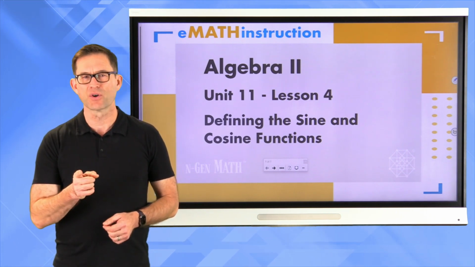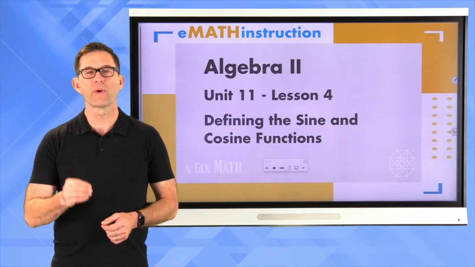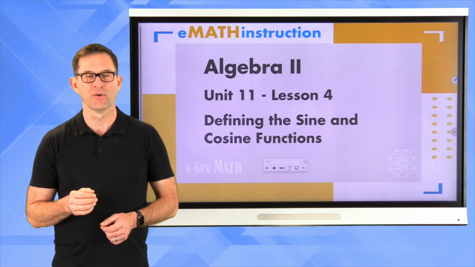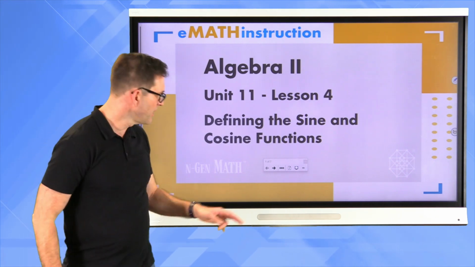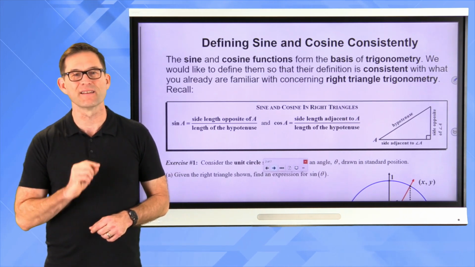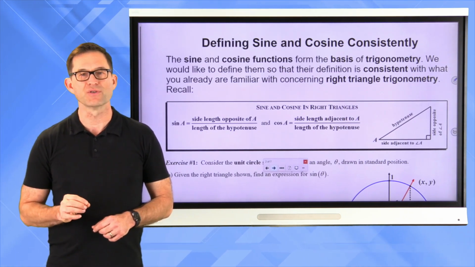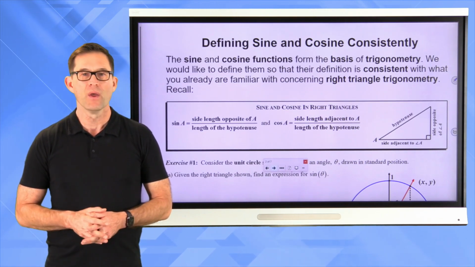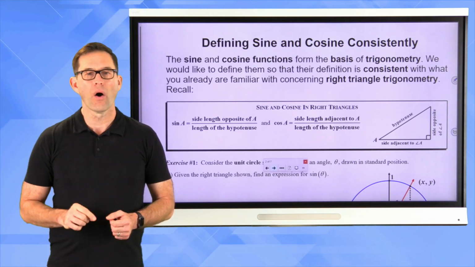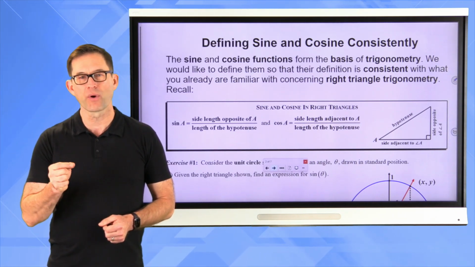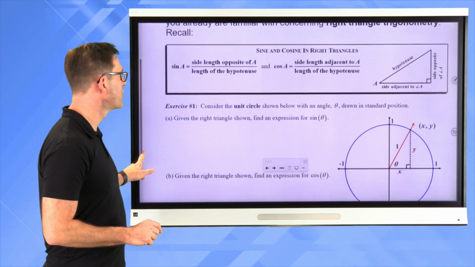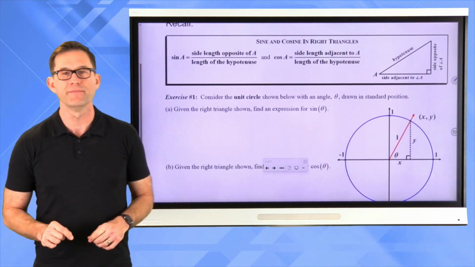Tangent's going to have to wait its turn though, as well as 3 additional trigonometric ratios besides sine, cosine, and tangent. Anyway, let's jump right into it. Defining sine and cosine consistently. The sine and cosine functions form the basis of trigonometry. We would like to define them so that their definition is consistent with what you already are familiar with concerning right triangle trigonometry. So let's remember what we learned last year in geometry about right triangle trig.